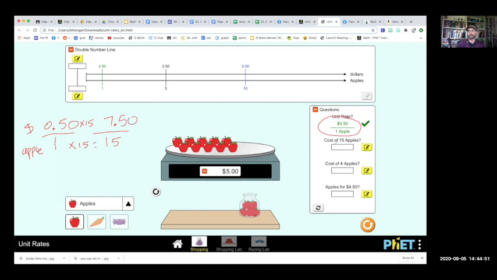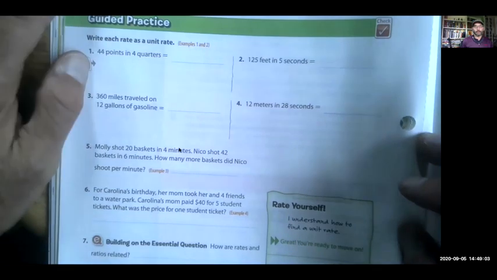So that'll be $7.50. Okay, so now we're on the book.